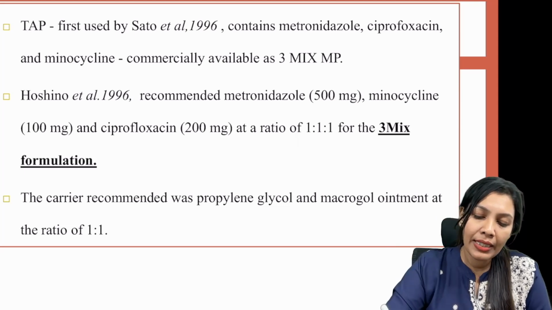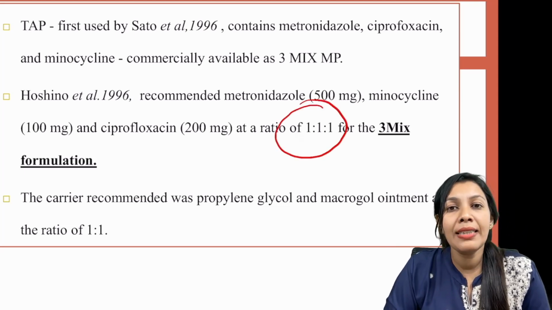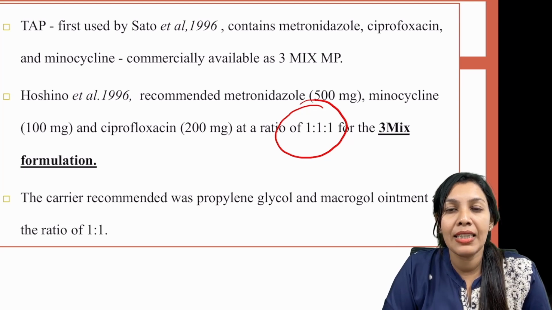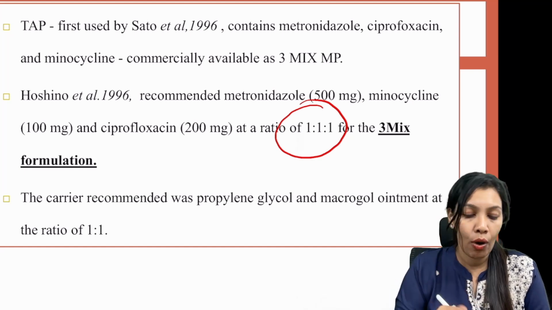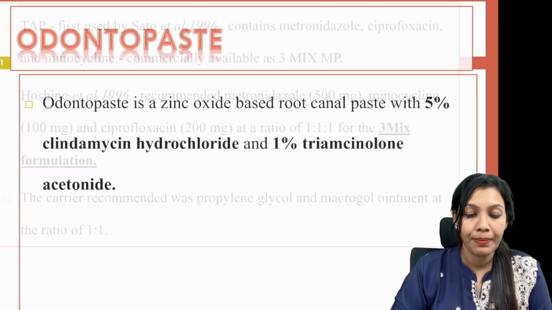Another important thing is the ratio. Always, the triple antibiotic paste is mixed in the ratio of 1:1:1, and it is made into a gel-like structure with the help of propylene glycol and macrogol ointment. Again, they are added in the ratio of 1:1.